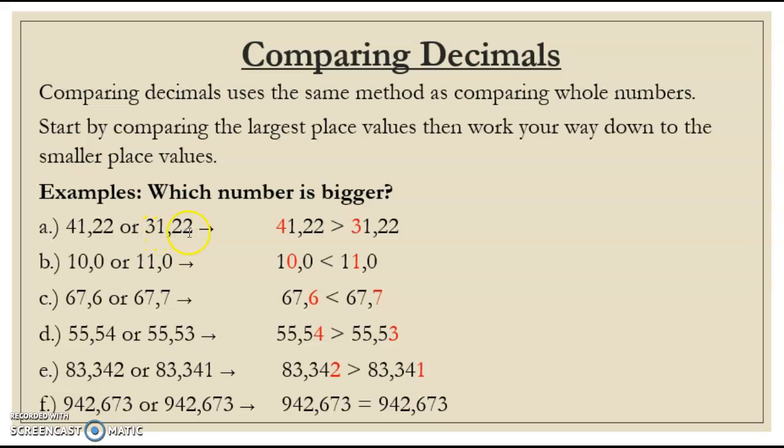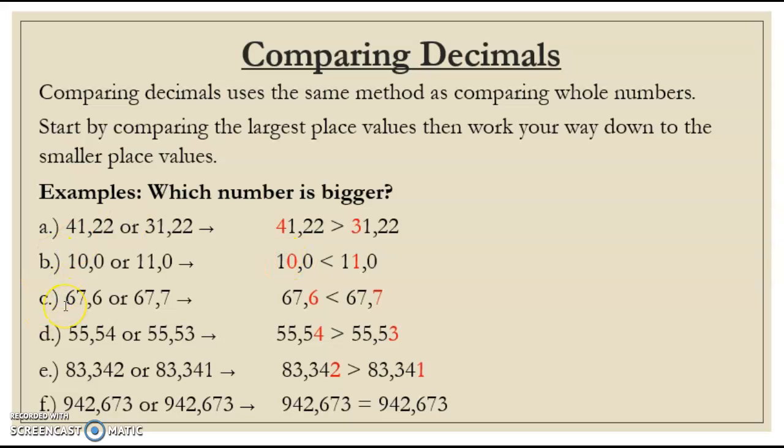41,22 or 31,22. You can see immediately that the tens are different. 4 tens are bigger than 3 tens, so 41,22 is greater. Remember, the croc's mouth wants to eat the larger piece. Question B, 10,0 or 11,0. Tens are the same, but the units are different. 0 and 1. 1 is greater, so 11 is greater than 10.